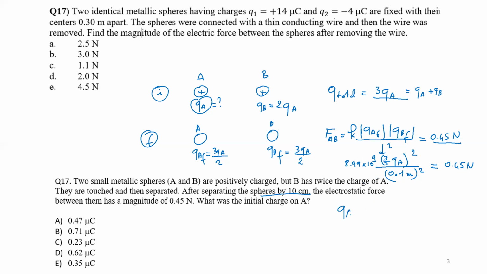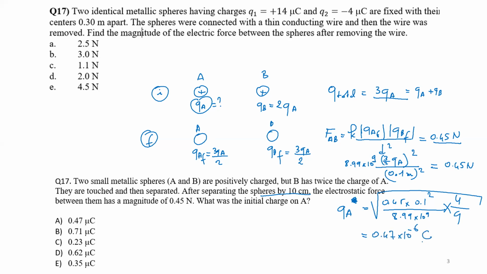So we will have that QA initial squared will be just 0.45 times 0.1 squared divided by 8.99 10 to the power 9. Now don't forget this 3 halves squared. So basically you multiply by 4 divided by 9. I want QA, so you take the square root. If you do that, you will get that the initial charge on A was just 0.47 10 to the power minus 6 Coulomb. It will give it to you in SI units. Now this is just microcoulomb. So you have this answer, 0.47 microcoulomb.